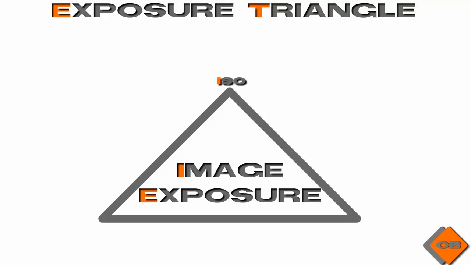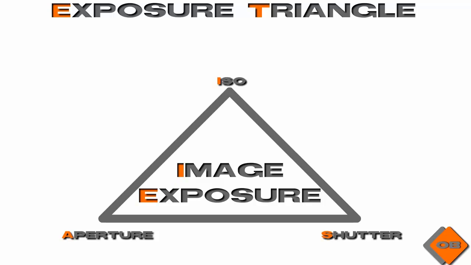So here we have the exposure triangle. Now the exposure triangle is made up of three things: your ISO, your aperture, and your shutter speed. And as you can see, those three things independently or together can control the exposure of the images you're actually taking. So we'll look at each one in turn, just do a brief look at what each one is, and then, as I said before, we will go into more in depth in future videos.